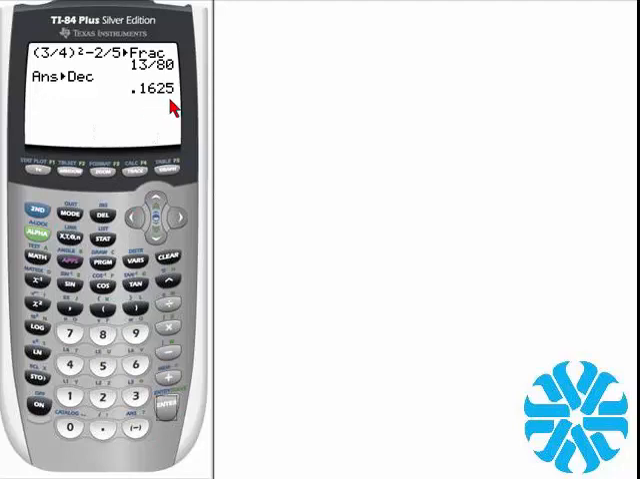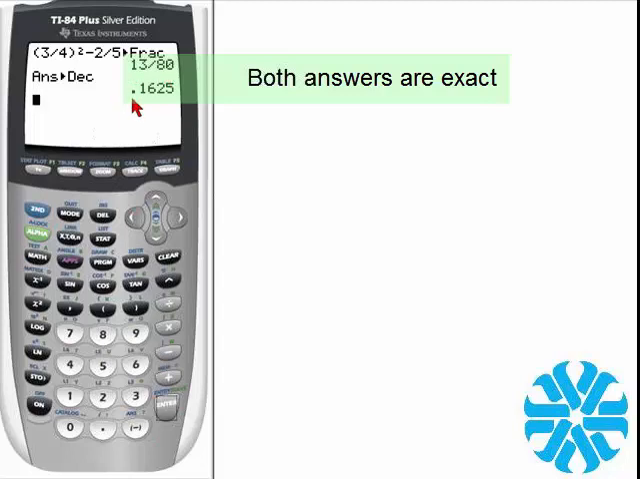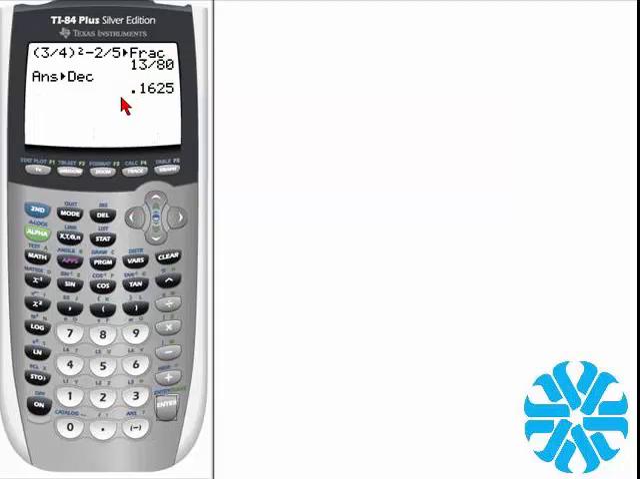0.1625. Now this answer is unique. The reason why is because this is actually exact, 0.1625. It doesn't repeat, so either one of these, 13/80 or 0.1625, would be perfectly fine to write down as an exact answer. This concludes the video on how to express your answer as a fraction and then convert it to a decimal.